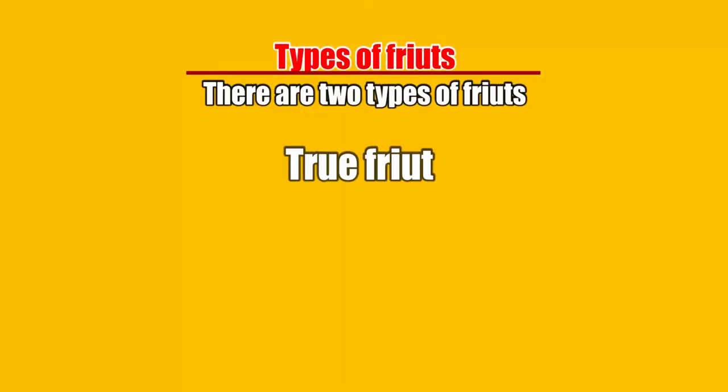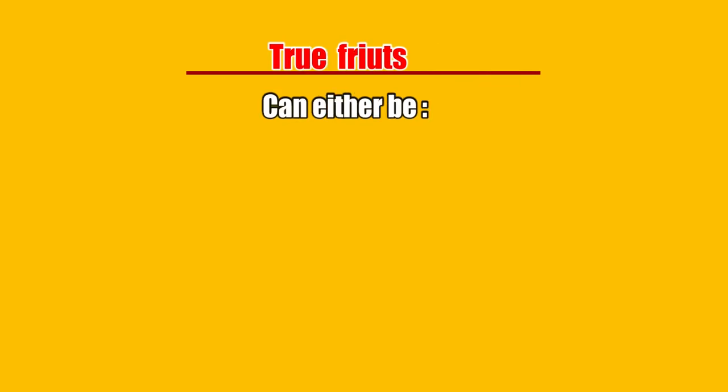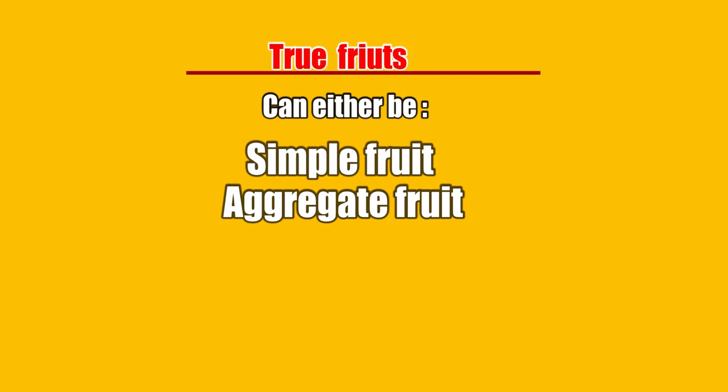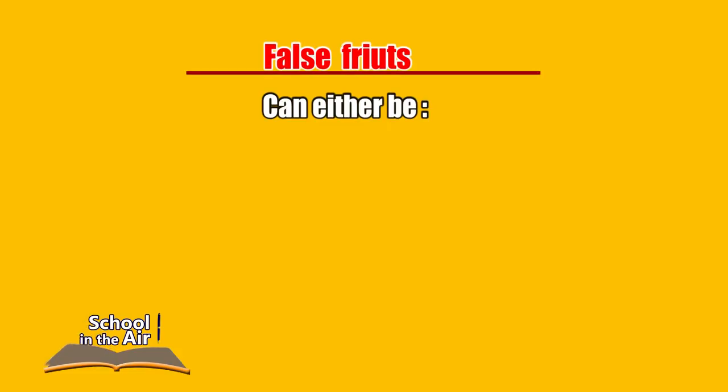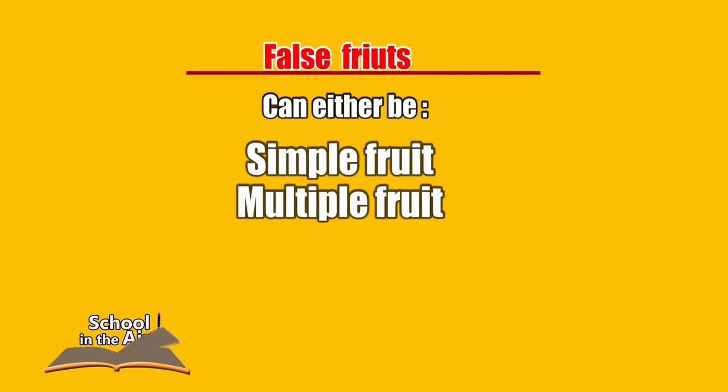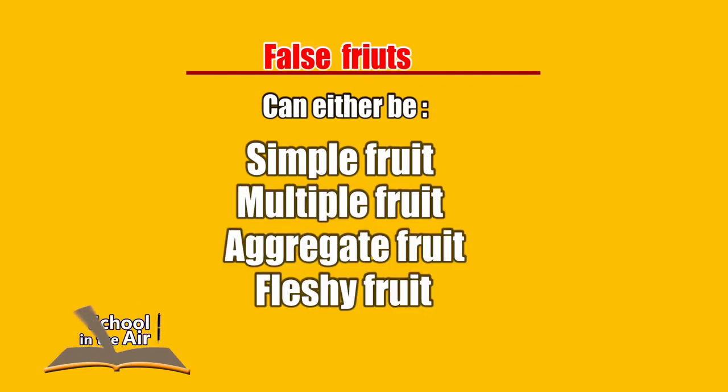Good. We have the desmodium I just described. We have the tridax, it's dry, but it cannot split open. We also have, of course, the nut of the cashew. It's dry, but it cannot split open. So this group of fruits are called indehiscent fruit. So we have two types of fruit, true fruit or false fruit. The true fruit can either be simple, aggregate, composite, fleshy, or dry. While the false fruit can either be simple, multiple, aggregate, fleshy, or dry.